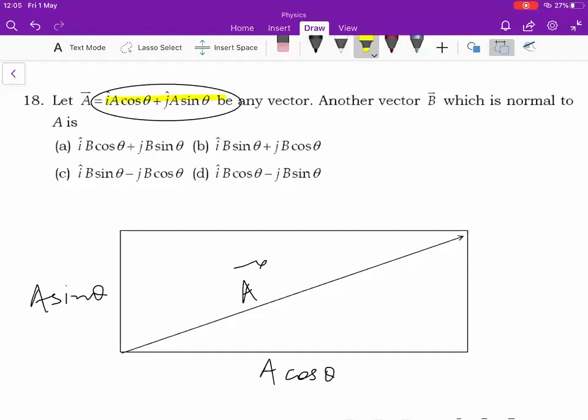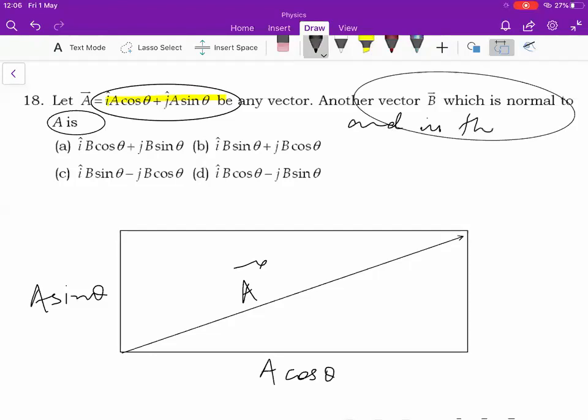Now you want another vector which is normal to it. Now actually the question should be restated as the vector B which is normal to A and in the plane of xy, because there will be infinite number of possibilities of vectors which will be perpendicular to this if you do not specify this condition. Can you appreciate that fact?